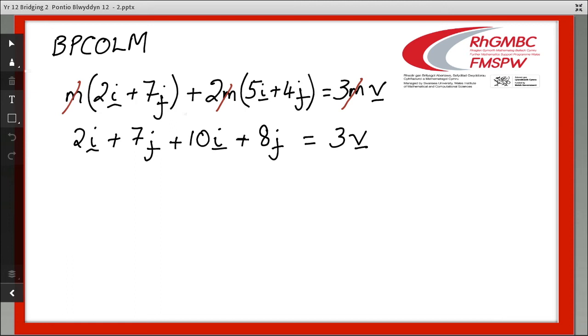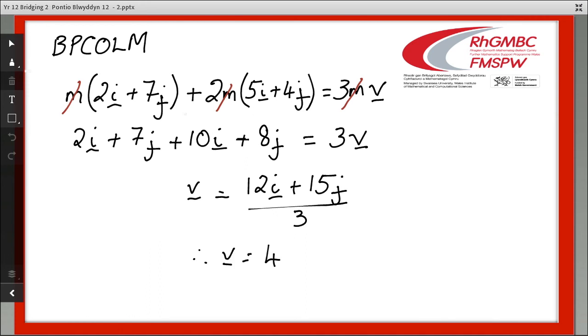So that will give me that v equals 12i plus 15j, all divided by 3. So therefore, v equals 4i plus 5j.